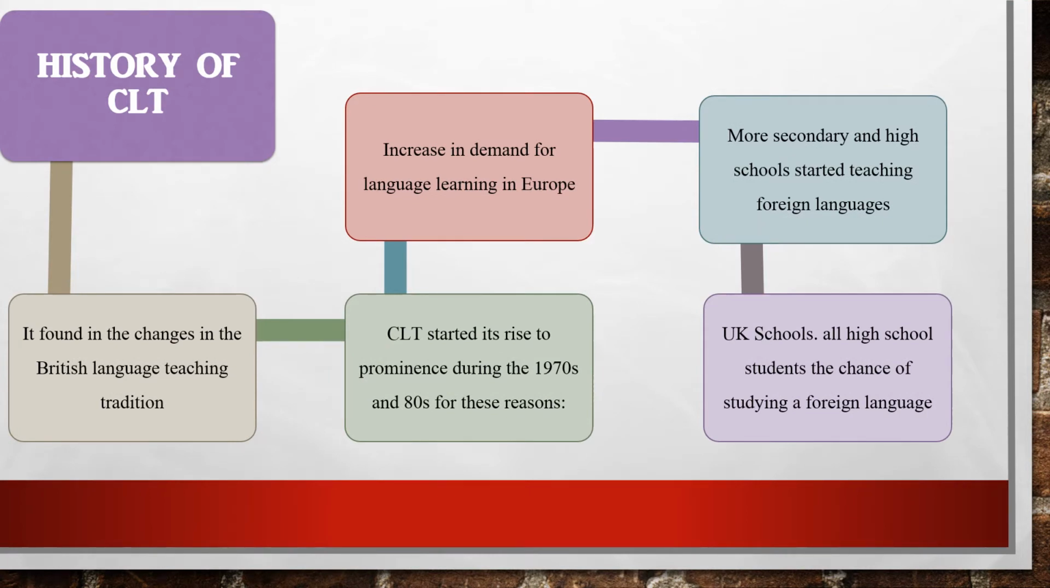The history of communicative language teaching. It's found in the change in the British language teaching tradition. Communicative language teaching started its rise to prominence during the 1970s and 80s for these reasons: increasing demand for language learning in Europe when the European Common Market opened. More secondary and high schools started teaching foreign languages, and in the United Kingdom, the appearance of comprehensive schools gave all high school students the chance to study a foreign language.